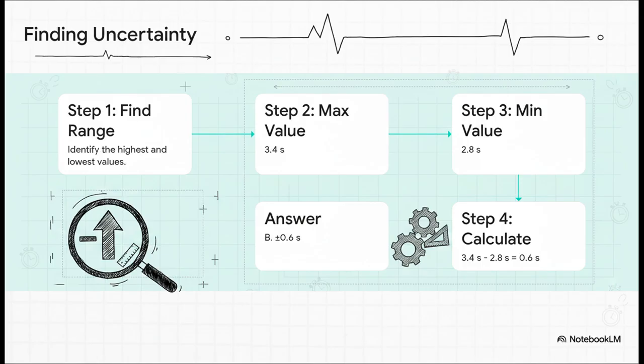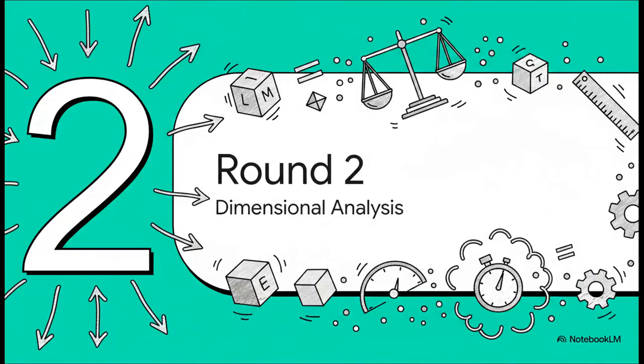The difference is 0.6 seconds, and that gives us a good estimate for our uncertainty. So the correct answer is B, plus or minus 0.6 seconds. All right, let's switch gears and move on to round 2.